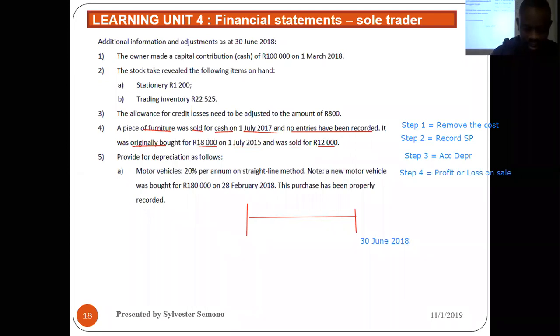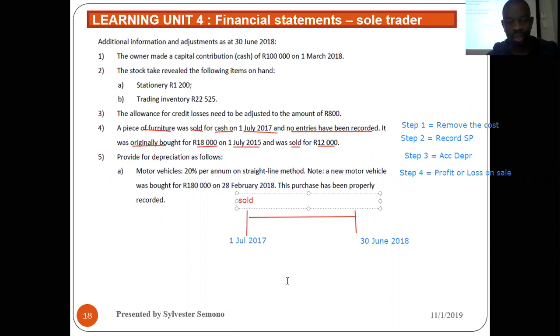1st of July 2017. This is important. Now, the sale took place. We need to check, when did this sale take place? They say we sold on the 1st of... We sold here. Let me change this. We sold here. This is what we sold at the beginning. So the steps must be followed because we sold here. Can you see? This is important.